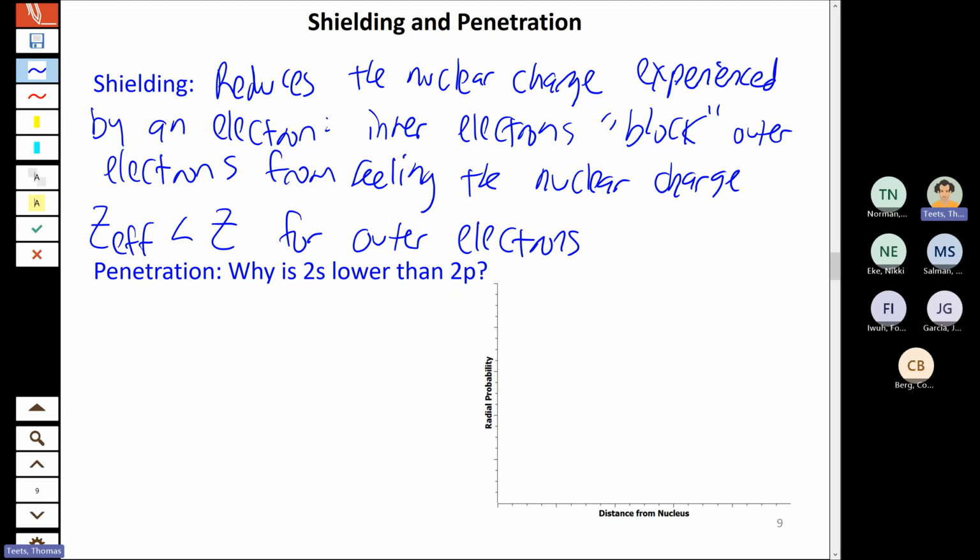They're both n equals 2. So how do we decide which one of those is going to be the one that's, on average, closer to the nucleus and then thus have a lower energy? In multi-electron atoms, these two aren't at the same energy anymore, so how do we know which one is lower versus higher?